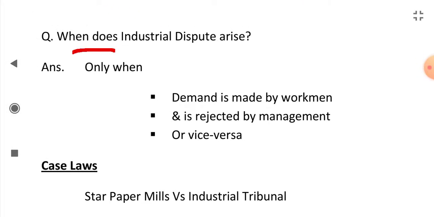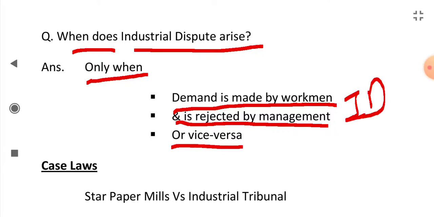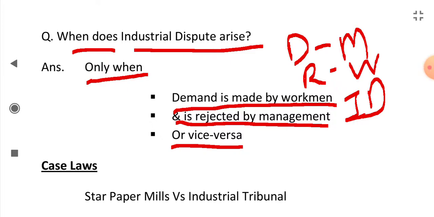When does industrial dispute arise? Industrial dispute arises only when a demand is made by workmen and it is rejected by the management. Okay, then an industrial dispute will arise, or vice versa. It means a demand is made by management and that demand is rejected by workmen or workers. Okay, then also an industrial dispute will arise.